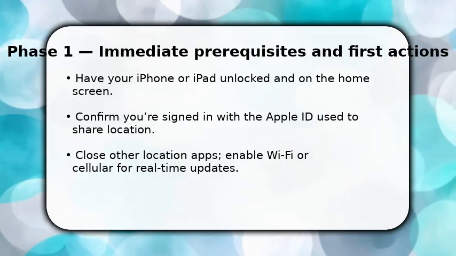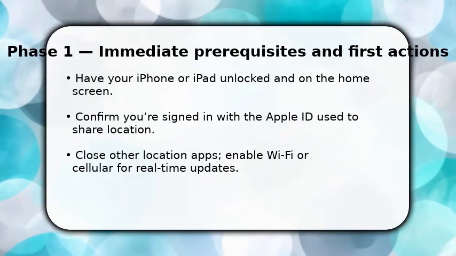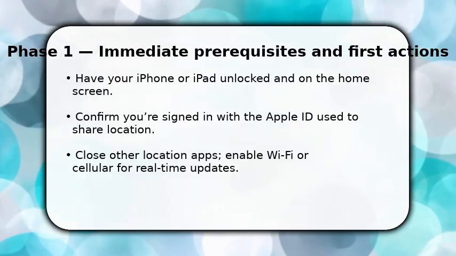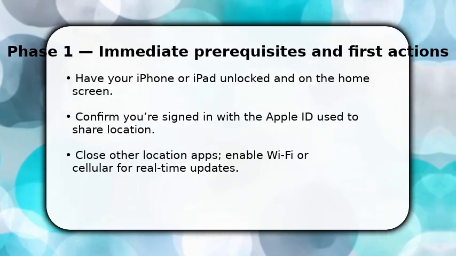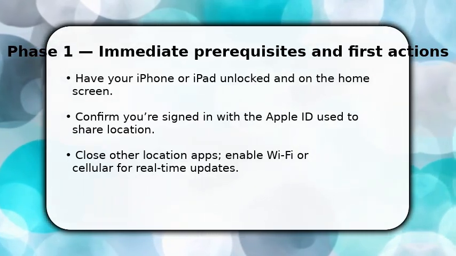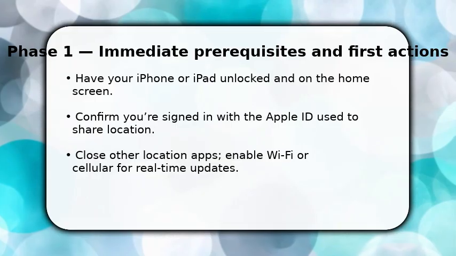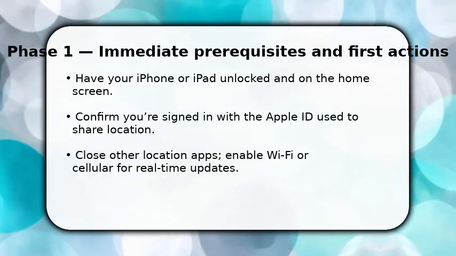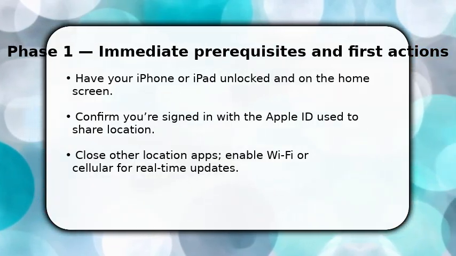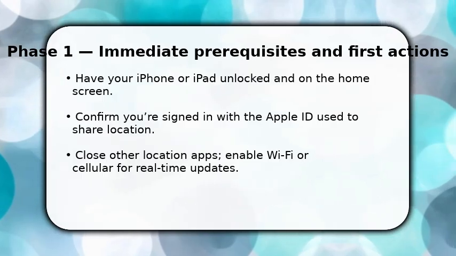You'll start in the Find My app. Open it now and make sure you're signed into the Apple ID that's sharing location. Once done, pause other location services so Find My shows accurate status. You need your device nearby because you'll change settings on that exact Apple ID. Otherwise, changes may not propagate.